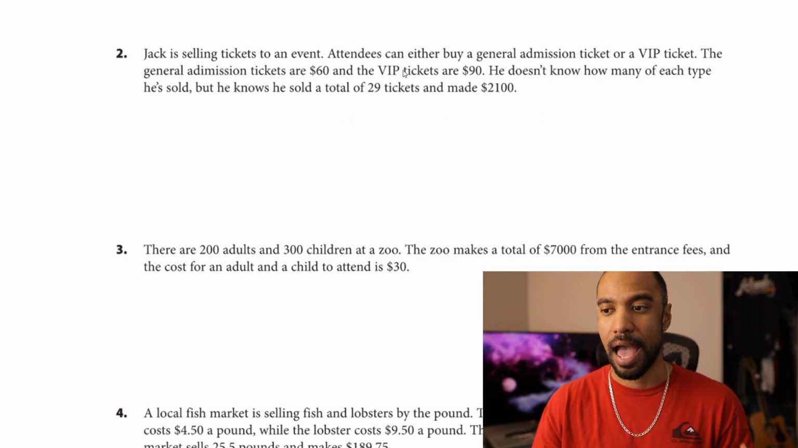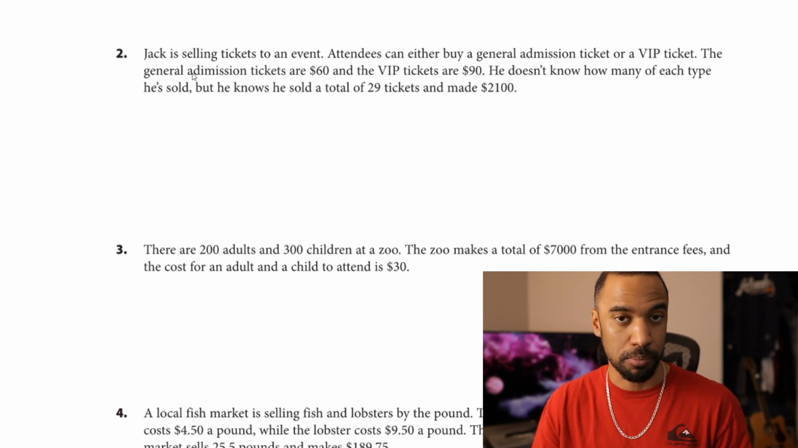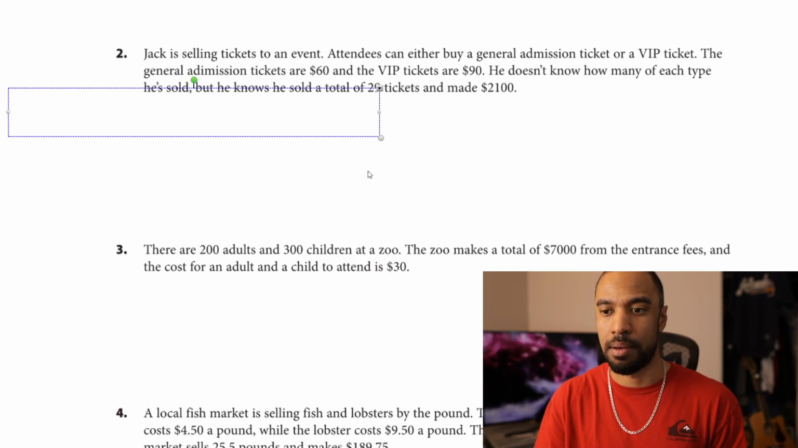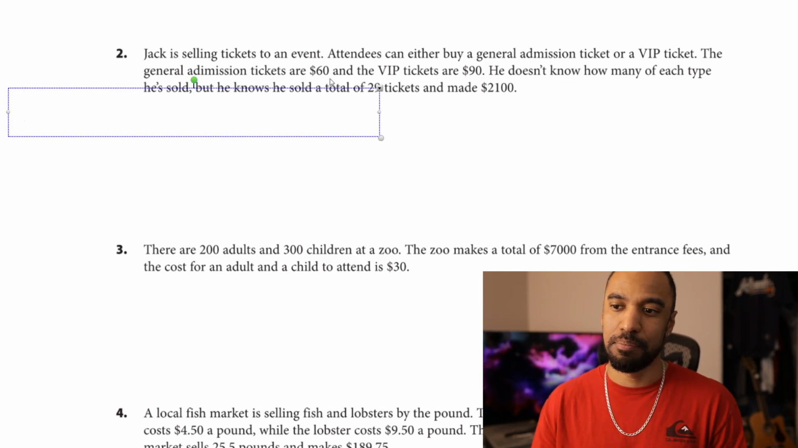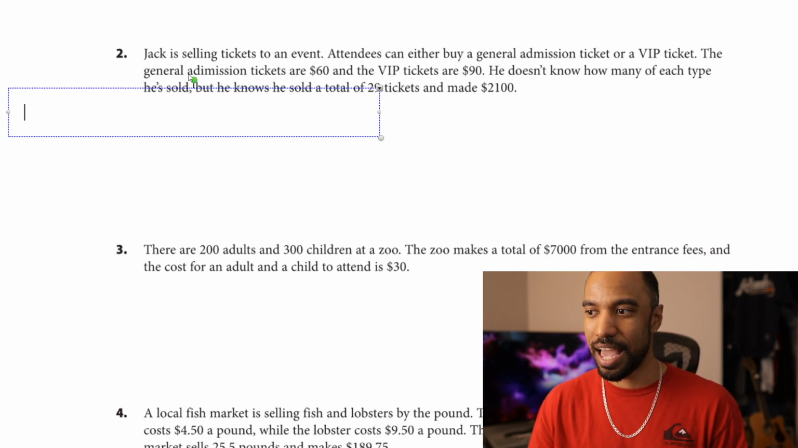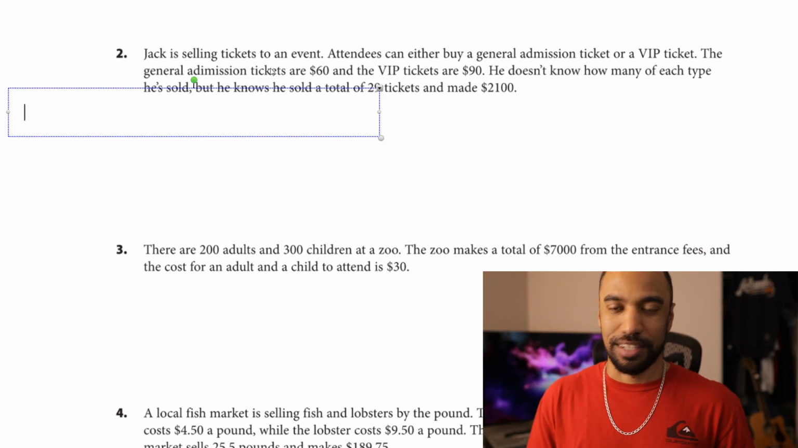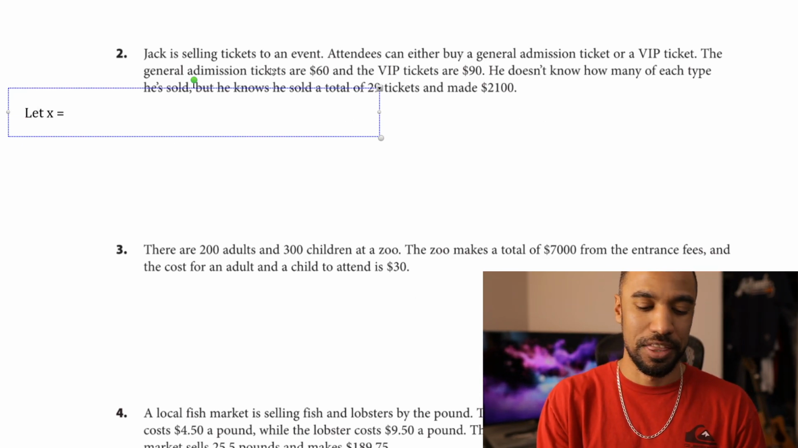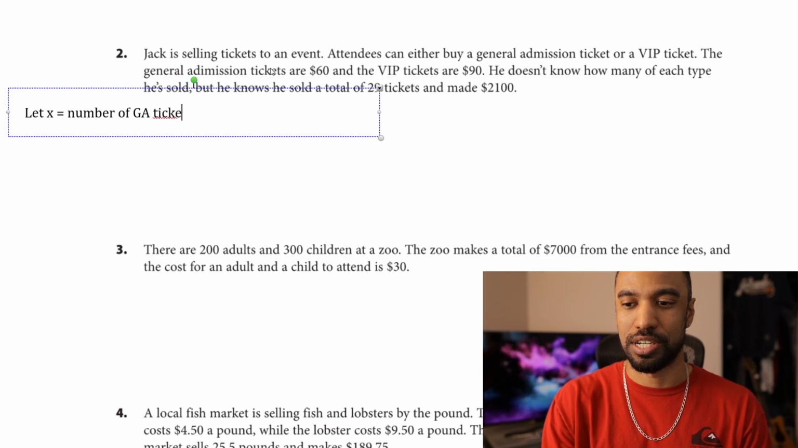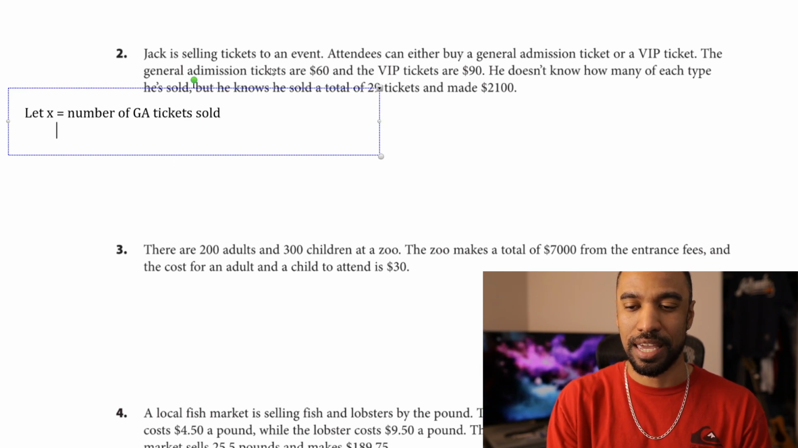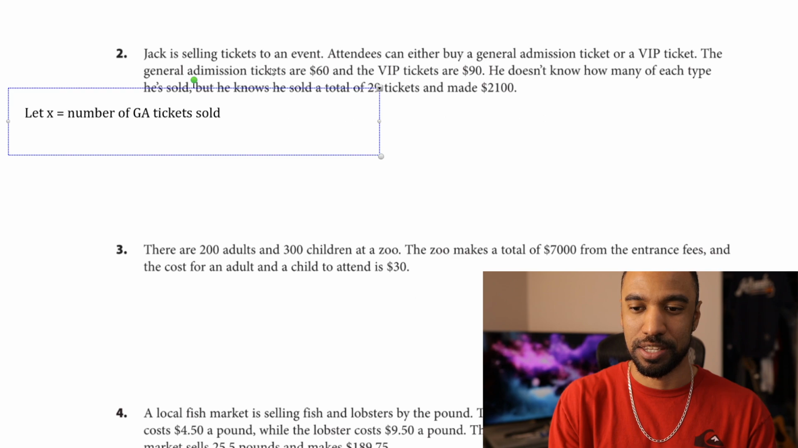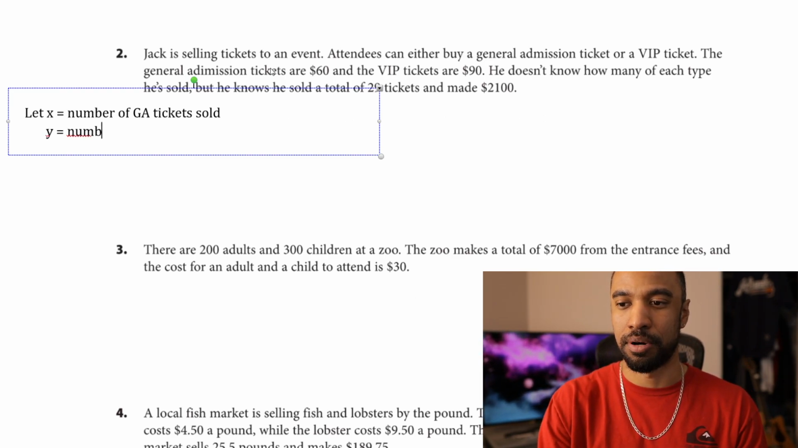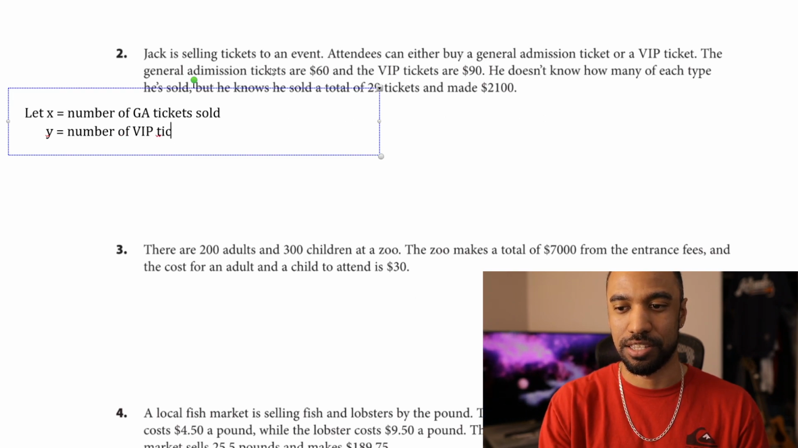We don't know how many general admission tickets he sold. We don't know how many VIP tickets he sold. So I'm going to do another X and Y here. They spelled admission wrong here. All right, let X equal the number of general admission tickets sold and let Y equal the number of VIP tickets sold. The one problem with typing is formatting.